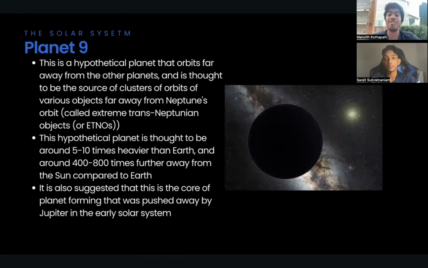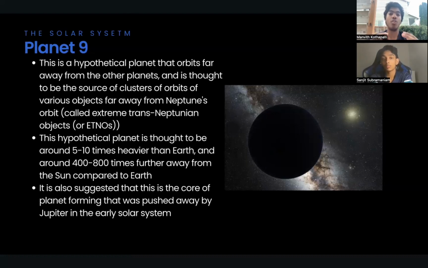This is a hypothetical planet, which I was referring to at the start of the video, and that orbits far away from the other planets, and is thought to be the source of clusters of orbits of various objects far away from the Neptune orbit, called extreme trans-Neptunian objects, or ETNOs. This hypothetical planet is thought to be 5 to 10 times heavier than Earth, and around 400 to 800 times further away from the sun compared to the Earth.